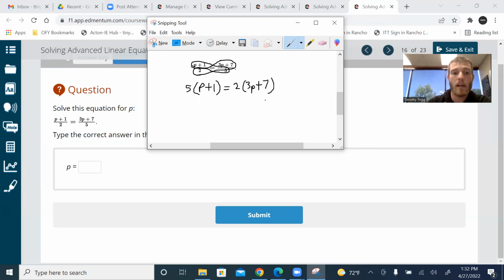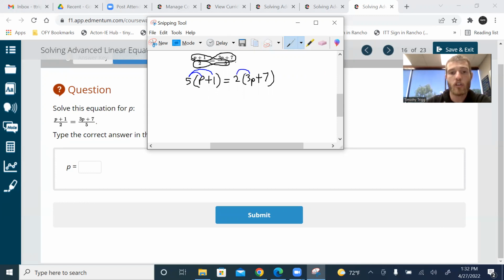Okay. From here, we need to use the distributive property to multiply this 5 into this parentheses. And also we're going to multiply this 2 and distribute it into this parentheses. So 5 times p, we just write as 5p plus 5 times 1, which is 5, equals 2 times 3p is 6p, plus we need to multiply 2 times 7, which is 14.